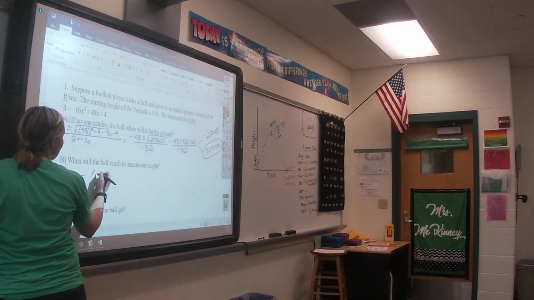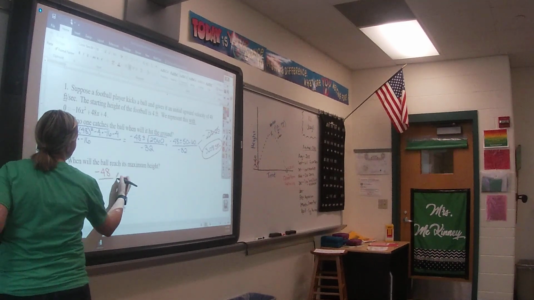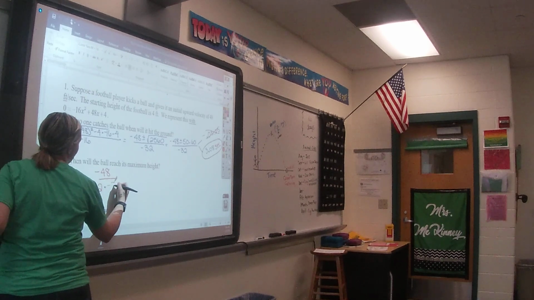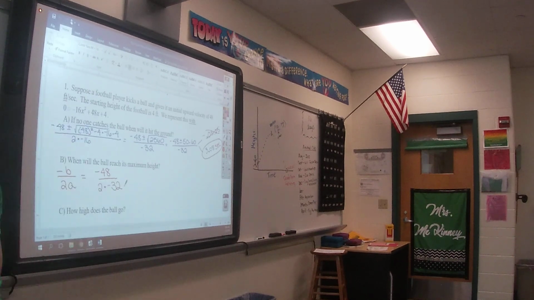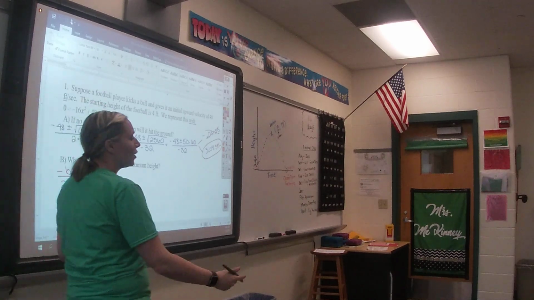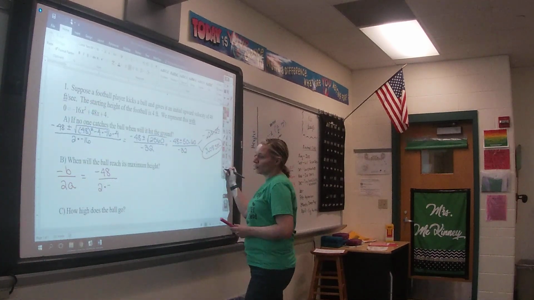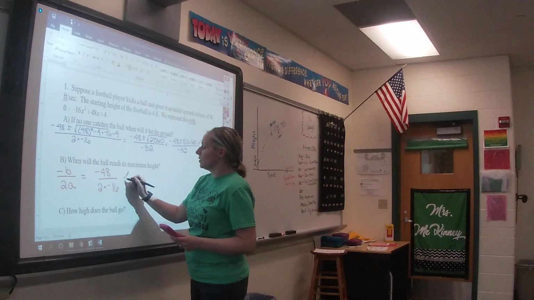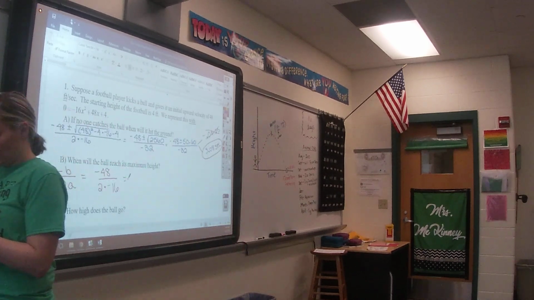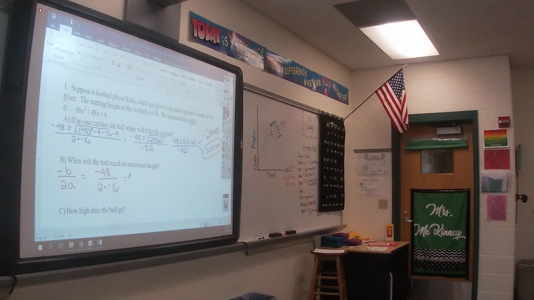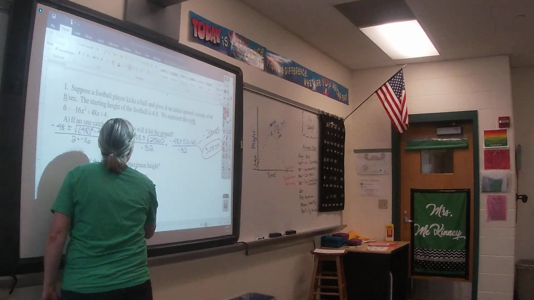Okay, so we're going to do negative 48 over 2 times negative 32. Oh, 2a, negative 16. I just already did the math in my head. Yeah. This is when it's Friday and I struggle sometimes. You guys know that. Okay, and we get 1.5.